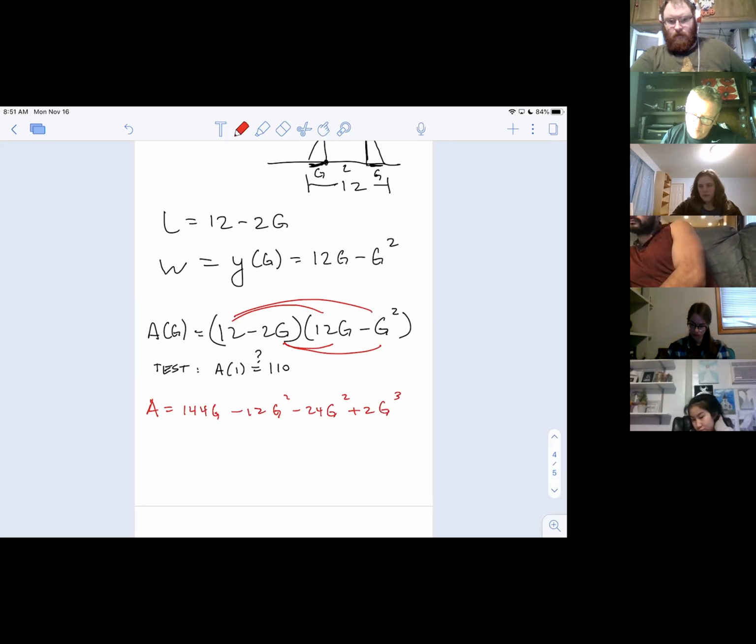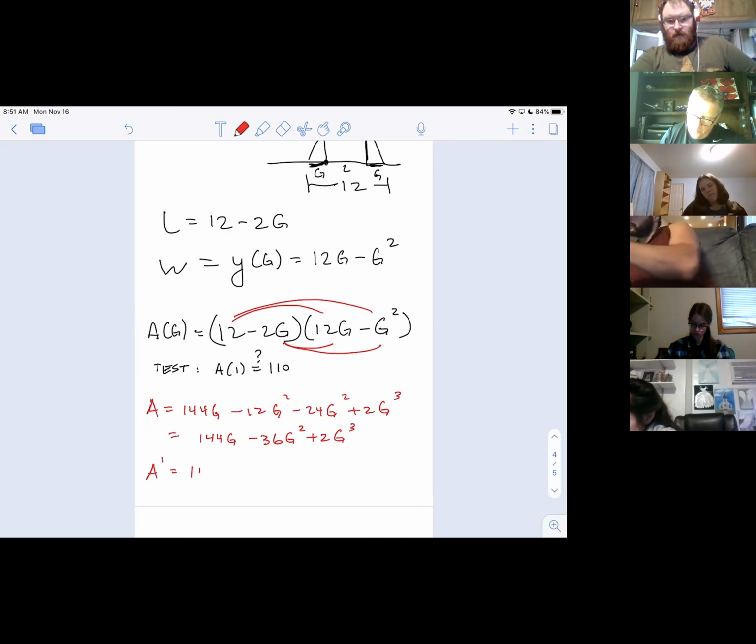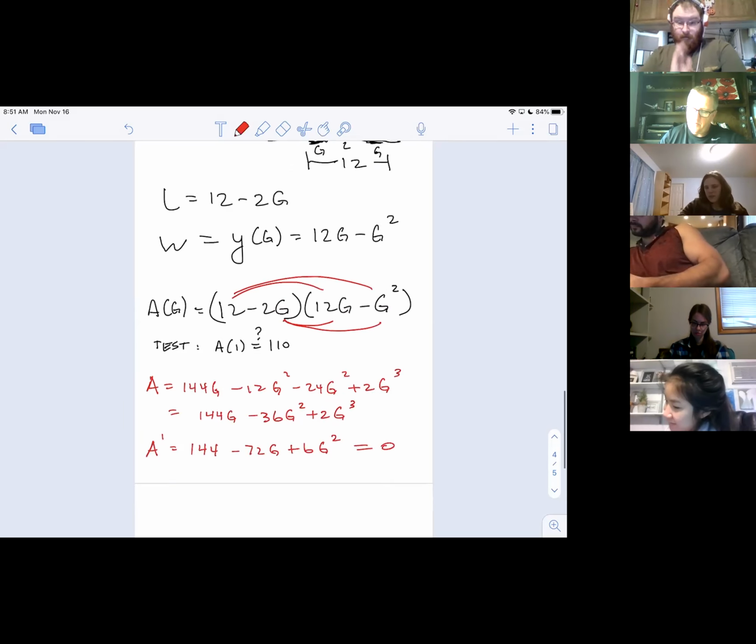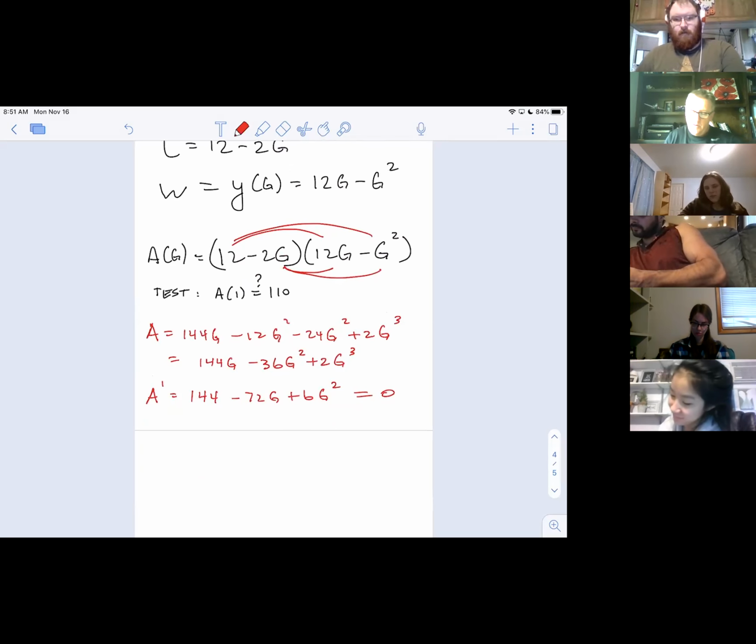And I can collect the squared terms together before I take its derivative. So 144g minus 12 minus 24 is minus 36 plus 2g cubed. And now I can take its derivative, which is easy because it's just the power rule. And I can say, when is that equal to 0? And again, it's going to have 2 answers. And so I quadratic formula those 2 answers.